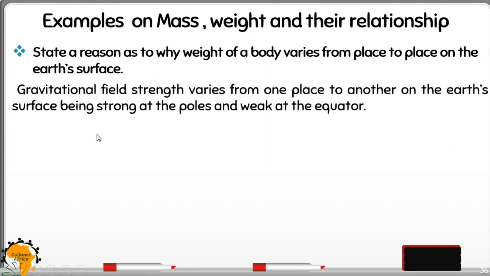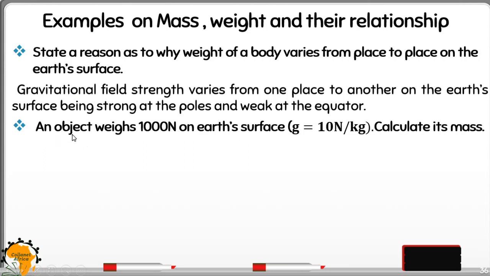As we have mentioned, we have said that weight varies from one place to the other. And the reason why it varies is because of gravitational field strength, the acceleration due to gravity. It varies from one place to the other. We have also said that when you move from the poles towards the equator, the Earth is not a perfect sphere. And this is what is causing the gravitational field strength to vary. And when it varies, it changes the weight of that body.